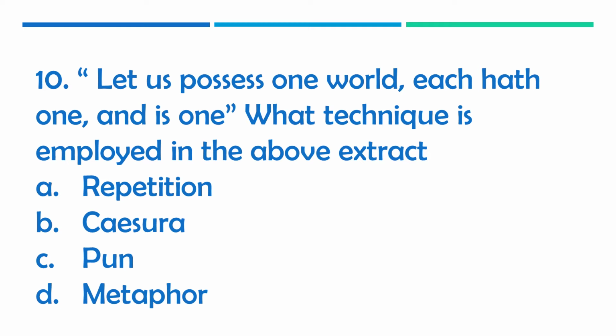Question 10. "Let us possess one world, each hath one and is one." What technique is employed in the above extract? A. Repetition, B. Caesura, C. Pun, D. Metaphor. The correct answer to this question is B. "Let us possess one world, each hath one and is one" exemplifies caesura.